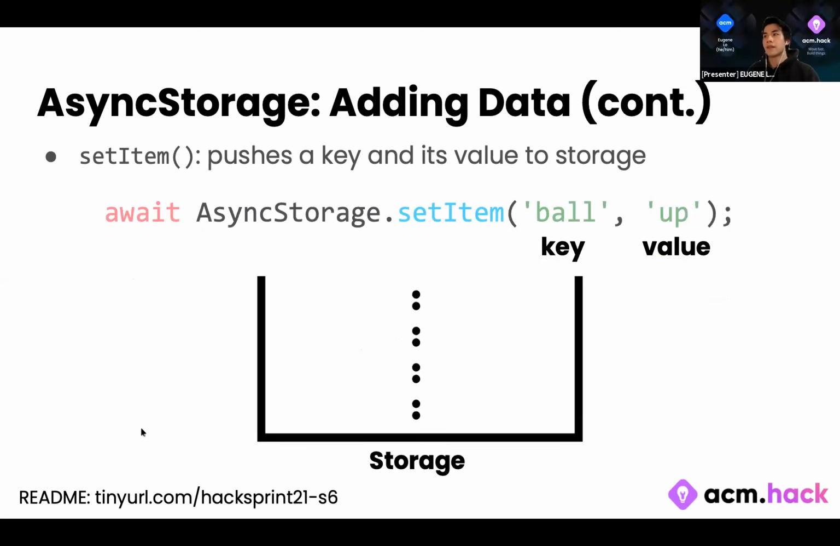Okay, so let's just walk through that line in more detail. So we put await AsyncStorage.setItem, ball, up, and once this is run, our async storage will now contain the key and the value, and we are able to get it out at any point, and it'll persist.